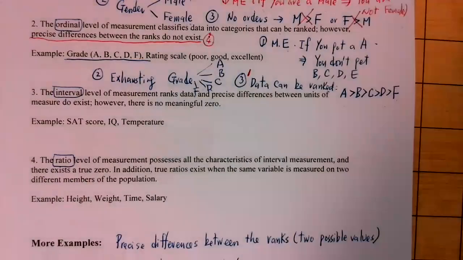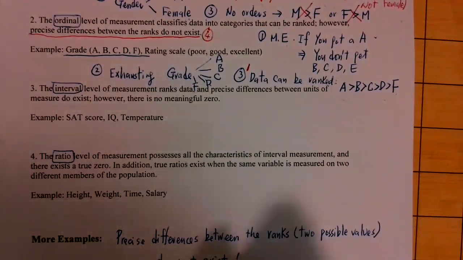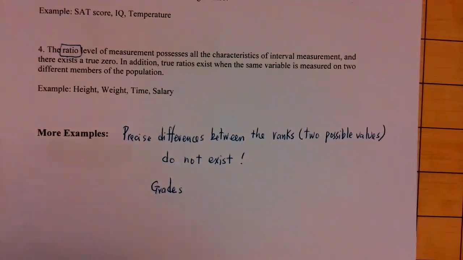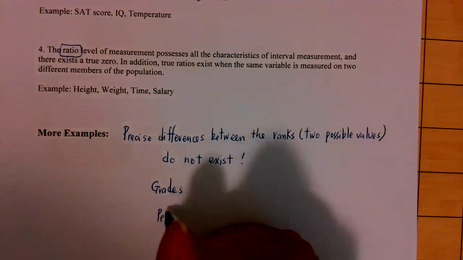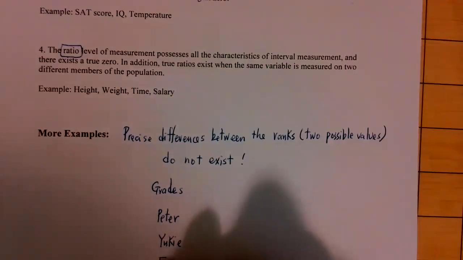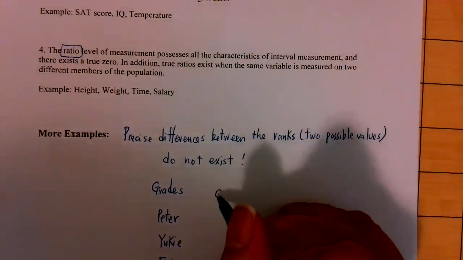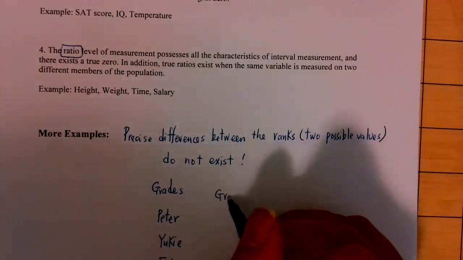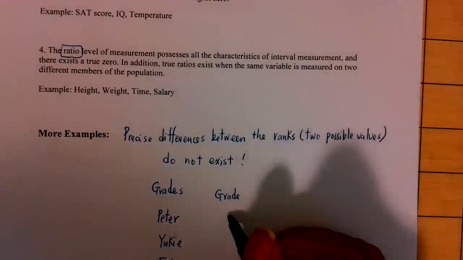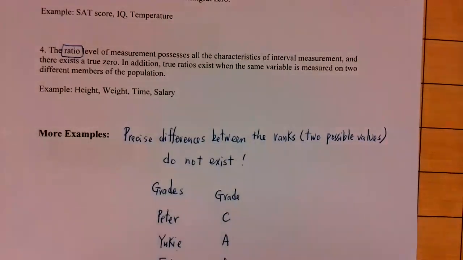What does that mean? Let me use letter grades as an example to explain. Three students in my class: Peter, Yuki, and Eric. Okay? Grades. Peter gets C. Yuki gets A. Eric also gets A.